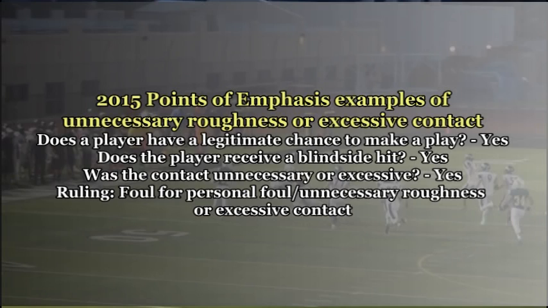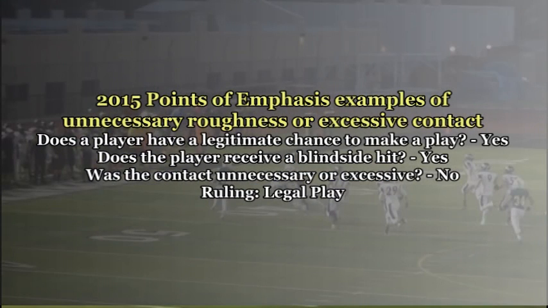So NFHS has given us 3 criteria in which to evaluate unnecessary or excessive contact. They are: does a player have a legitimate chance to make a play? Does the player receive a blindside hit, and was the contact unnecessary or excessive? In the first example, the answer to all 3 questions is yes, and obviously then we have a foul for unnecessary roughness or excessive contact. This next example is making the distinction that even if you have a blindside hit, if it's not unnecessary or excessive, it's not a foul.